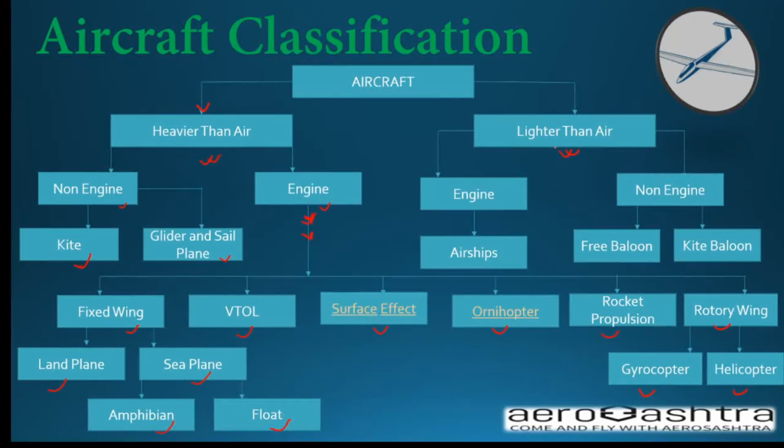And on the other side, that is the lighter than air concept. Here also two types will be there, engine and non-engine. On the engine side, airships will be there. On the non-engine side, free balloon and kite balloon will be there. Now we will see the examples.